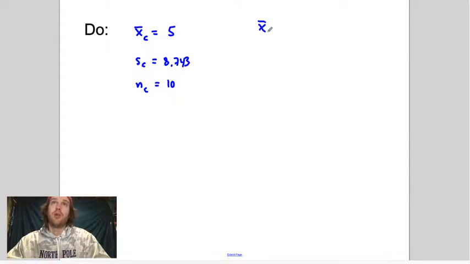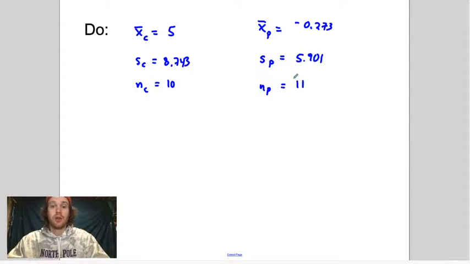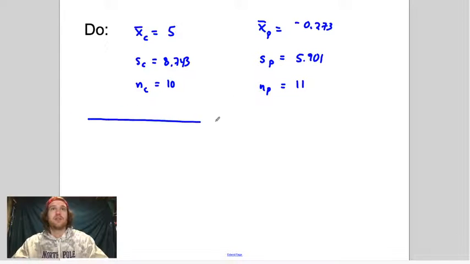So the mean in blood pressure reduction from the placebo group is negative 0.273. So people actually kind of increased from the placebo group. The standard deviation of the placebo group is equal to 5.901, and the sample size from the placebo group is 11. Fantastico. So we've got our summary statistics. We can go ahead and kind of proceed with the test now with our test statistic.